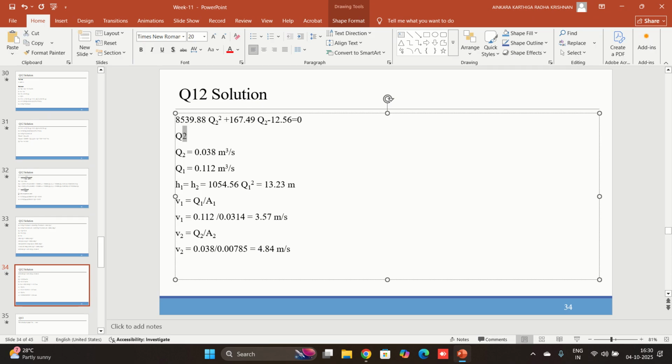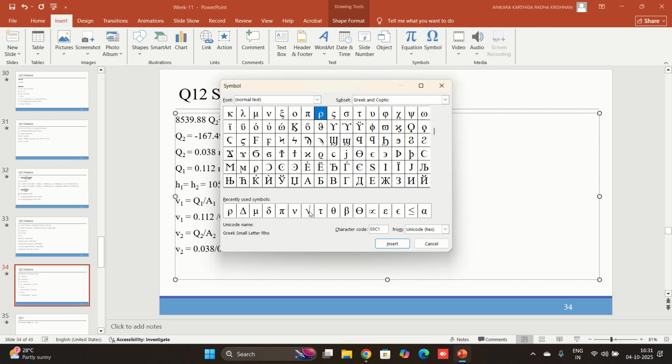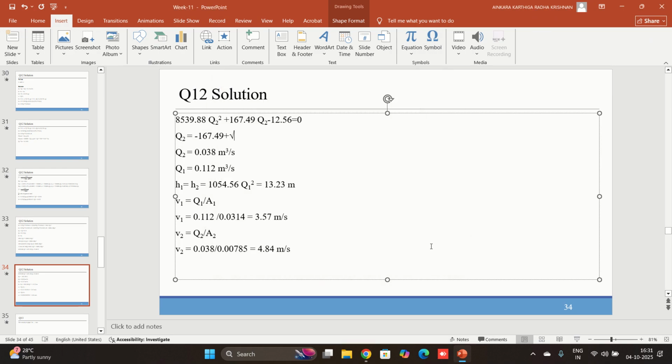So Q2 is actually minus 167.49 plus square root of 167.49 square minus 4 times A, which is 8539.88, into minus 12.56, of 8539.88.